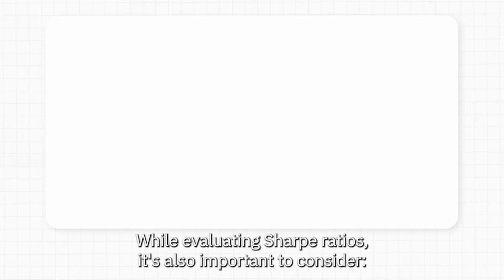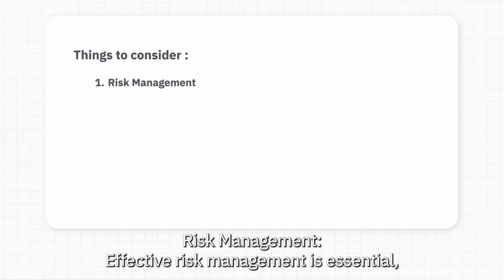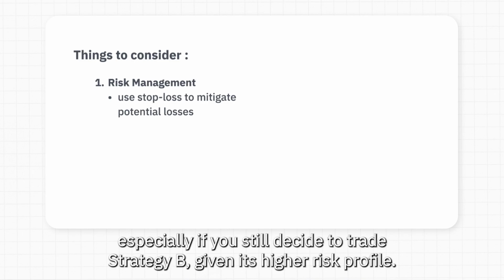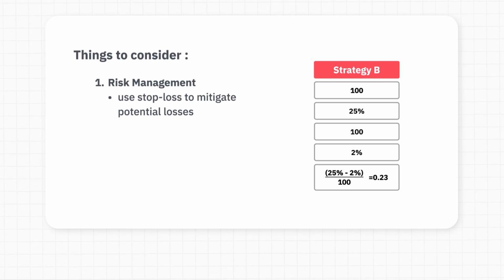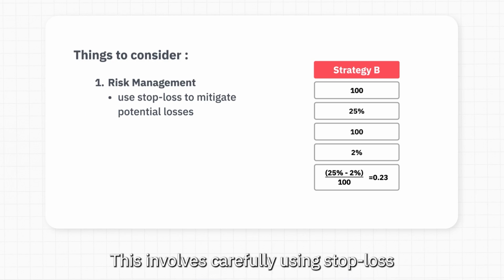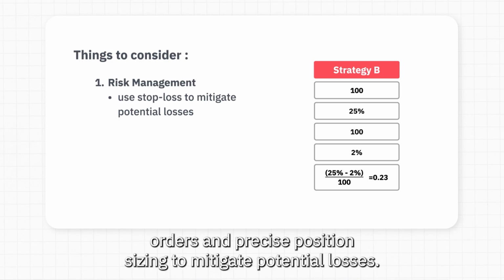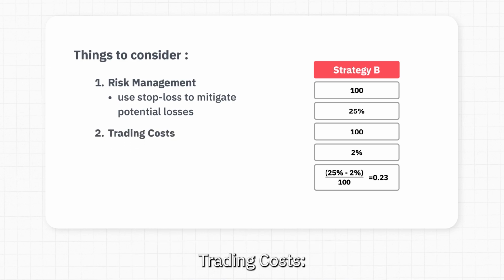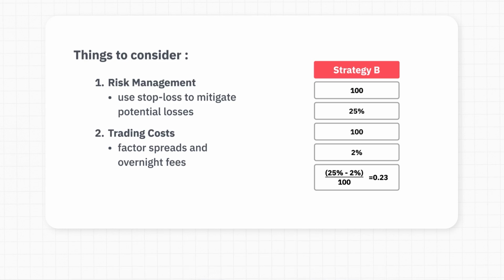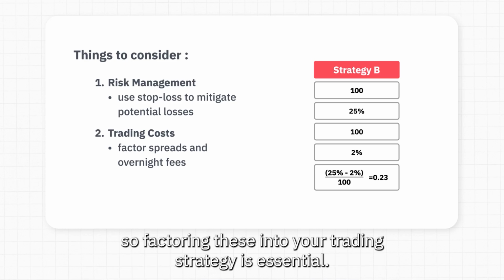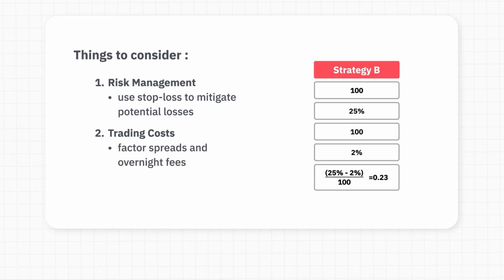While evaluating Sharpe ratios, it's also important to consider risk management. Effective risk management is essential, especially if you still decide to trade Strategy B given its higher risk profile. This involves carefully using stop-loss orders and precise position sizing to mitigate potential losses. Trading costs. Spreads and overnight fees can significantly impact performance, so factoring these into your trading strategy is essential.